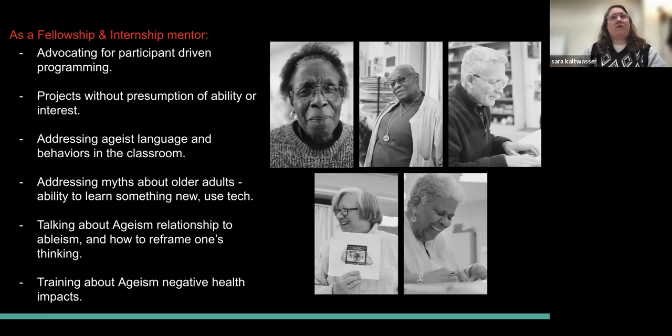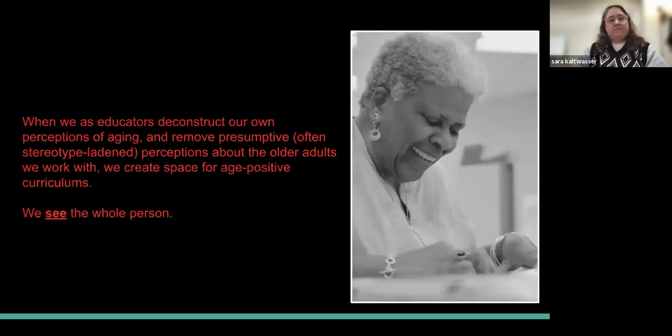And how a class space, especially an art class space, shouldn't be that space. It should be an activated space where we debunk those myths and we don't fall into tropes about who people are. So when we as educators deconstruct our own perceptions of aging and remove presumptive, often stereotype laden perceptions about older adults, we create a space for age positive curriculums.